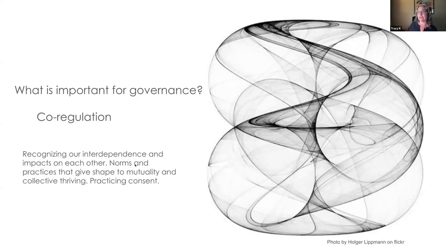So what's important for governance co-regulation when we think about sharing purpose with people, being able to recognize our interdependence and impacts on each other? We are connected, those norms and practices that give shape to mutuality and collective thriving. And for Michelle and me, it's been a long-time sense of purpose together, practicing consent, more wide scale, as a way for us to co-regulate.